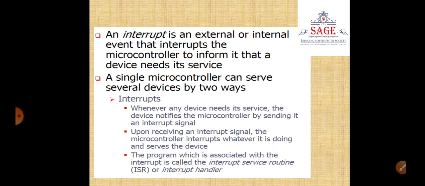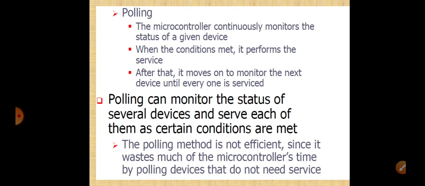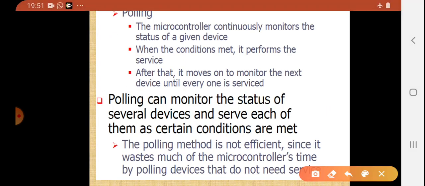The microcontroller provides service to the input devices in two different ways. One is interrupt and the other is polling. In polling, the microcontroller continuously monitors the status of the device. Whenever the condition is met, it performs the service.